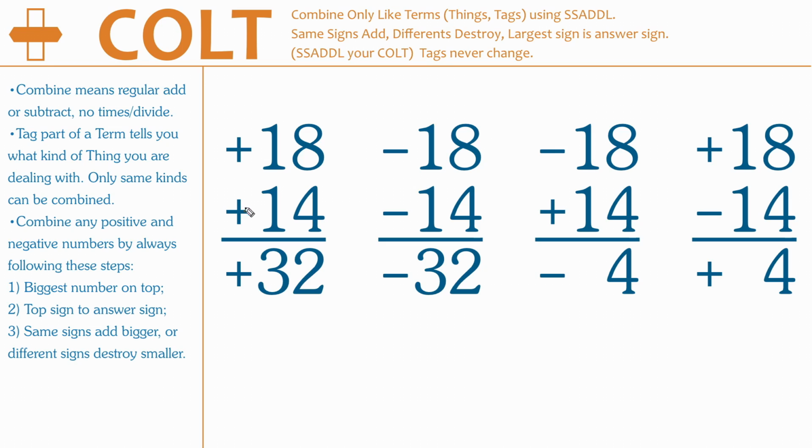When the signs are the same, I add bigger. Signs are the same, I add bigger. When the signs are different, I subtract smaller. Signs are different, so I subtract smaller. That's it. Always works. Big numbers, small numbers, doesn't matter. When you're combining, those 3 steps always work.